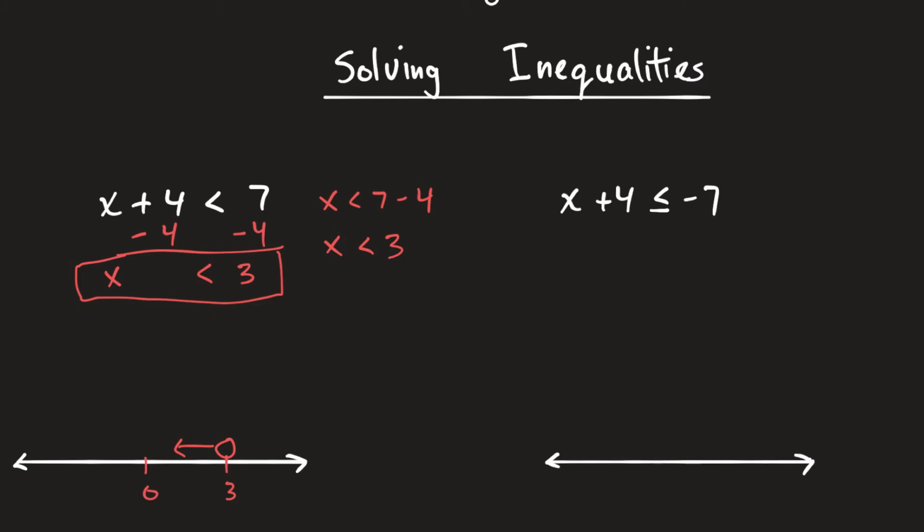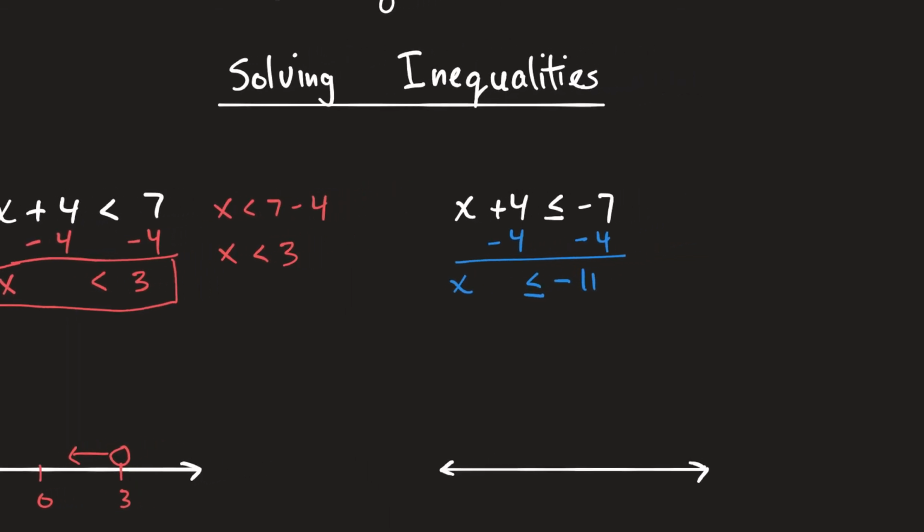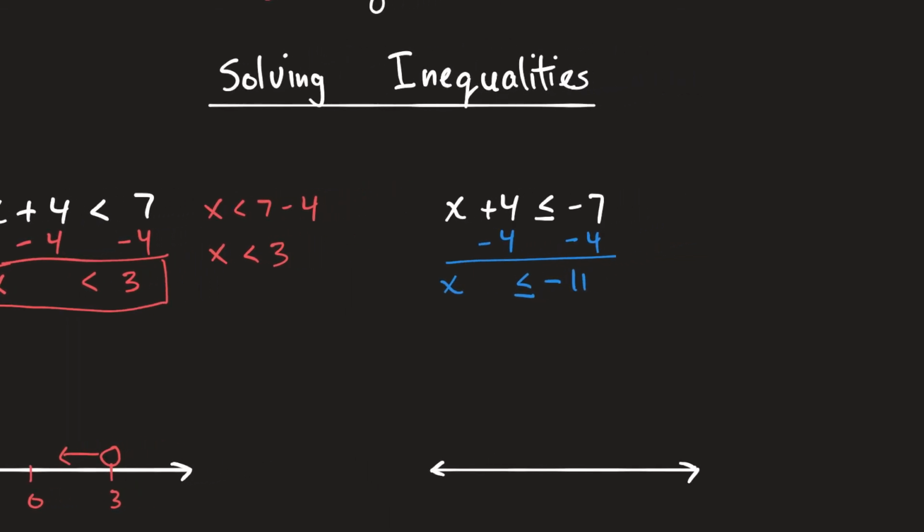And I'll move over to this one here. I think I'm going to put this in blue. So I would subtract 4. Okay, that's the balanced equation approach. And x is going to be less than or equal to negative 11. And let me compare this real quick to what I've been showing my students. So to rewrite this inequality would be x is less than or equal to negative 7 minus 4, which is what I wrote just before. So that means x is less than or equal to negative 11.